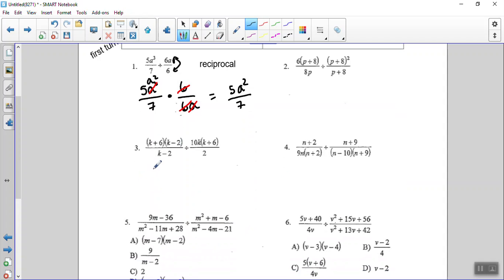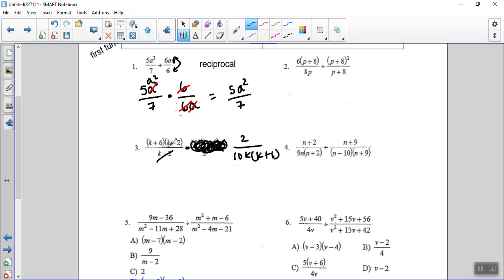I'm going to rewrite this problem. I'm going to turn this into multiplication, and then I'm going to do the reciprocal of the second one. So you have 2 in the numerator, and then 10k, k plus 6 in the denominator. So I'm just going to cross that out. So that's my new problem. And now I'm going to try to reduce this.